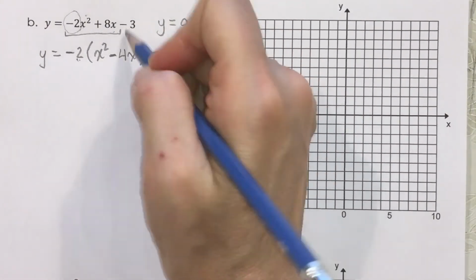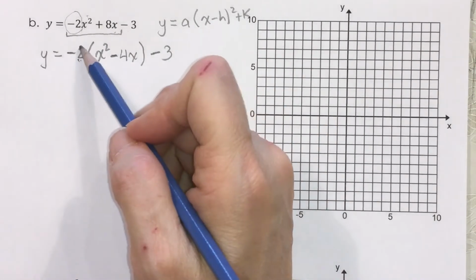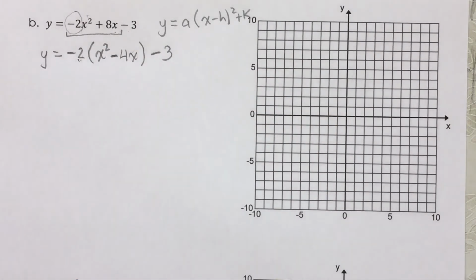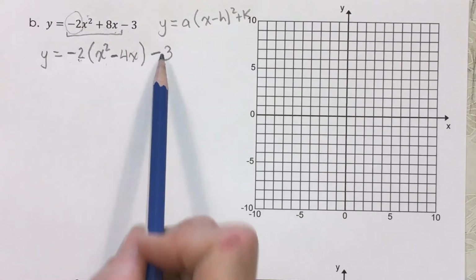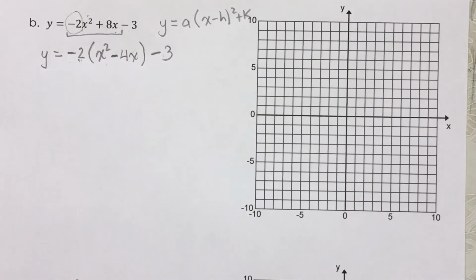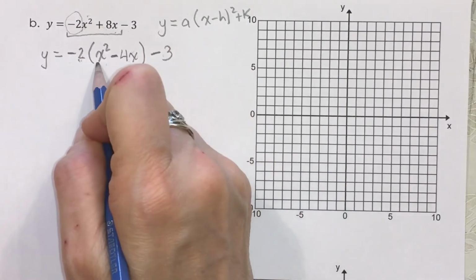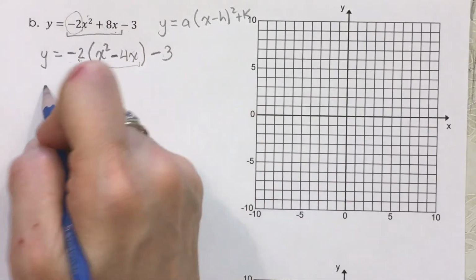So again, we have equivalent expressions here. If I just distributed the negative 2 over that bracket, I would get back negative 2x squared plus 8x, and I'd still have the minus 3. I haven't completed the square yet. I'm going to complete the square inside the bracket here.